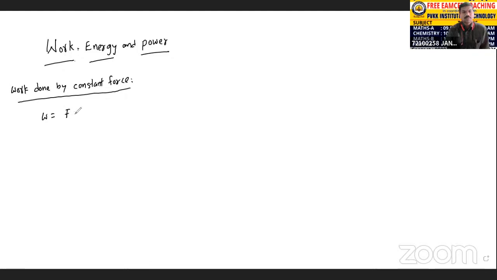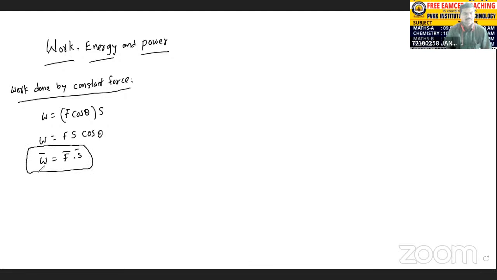Component of force: W is equal to F cos theta into S. So W is equal to Fs cos theta. So W is equal to the dot product, W is equal to F bar dot S bar. The dot product of force and displacement is called work done.